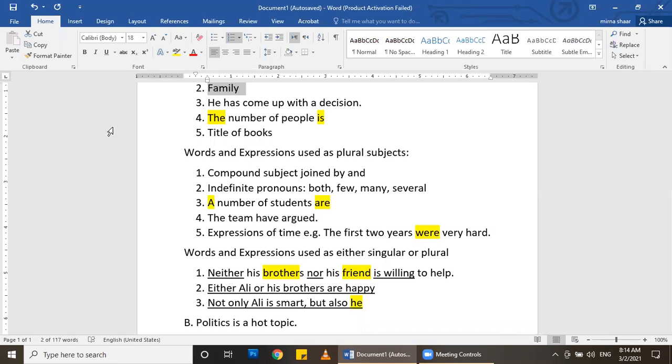Here, jury, as I said, is a collective noun. Since I used it as plural and talked about their decision, it means that each member of the jury has his own decision. They don't have a common decision.